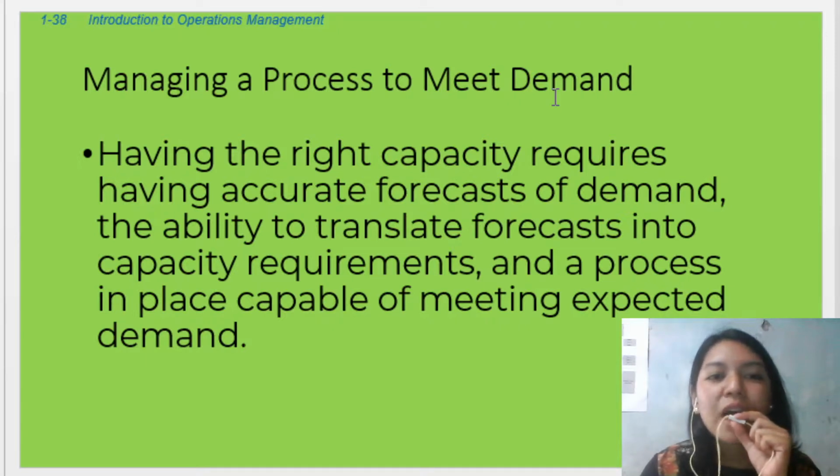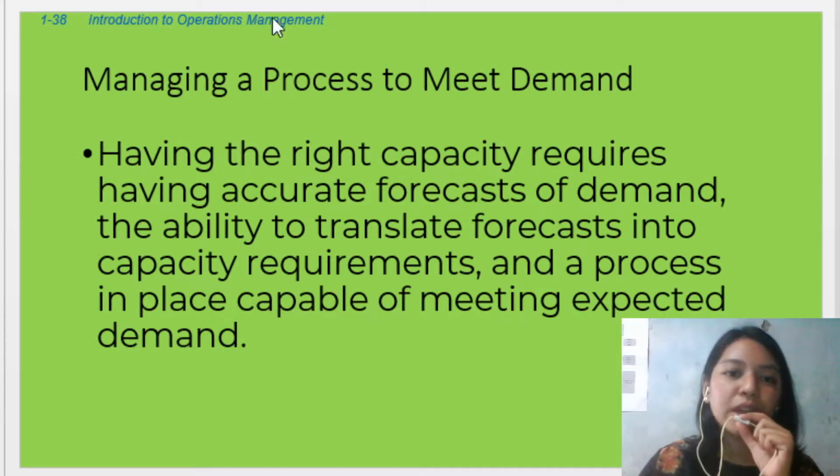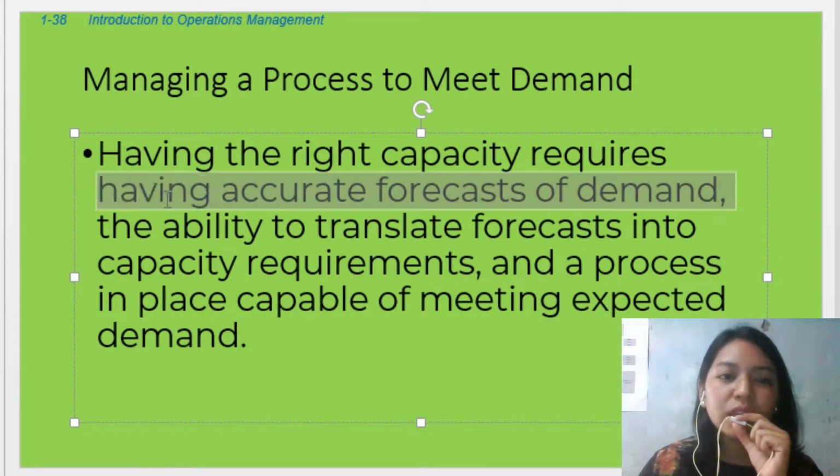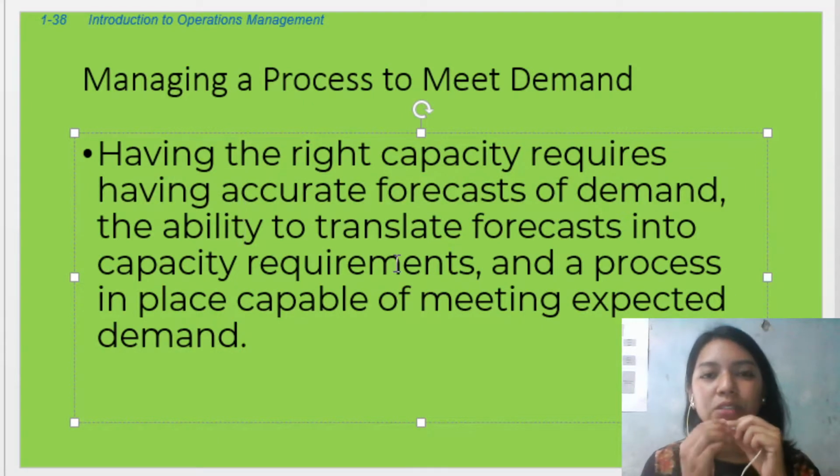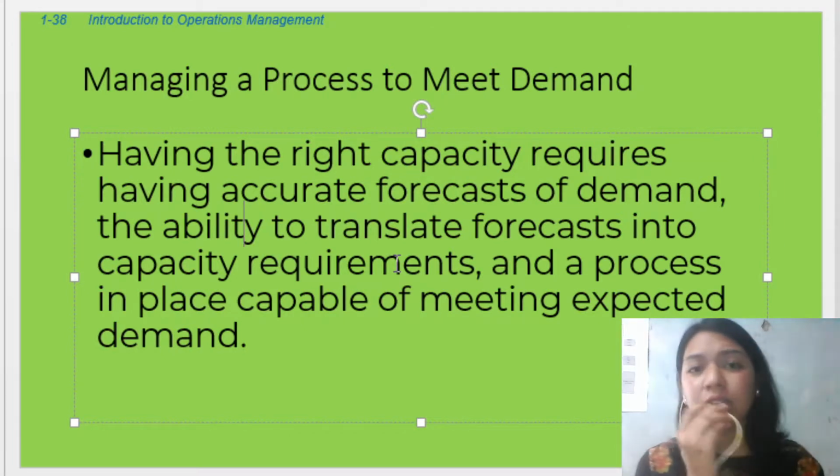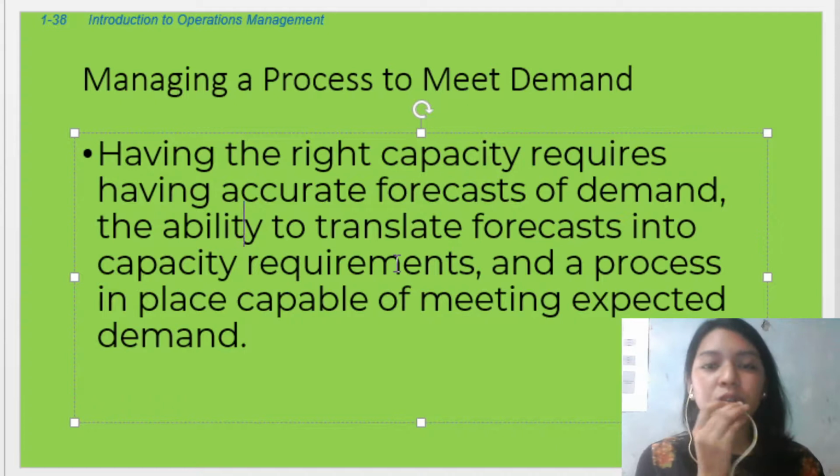You need to have accurate forecasts of demand, and the ability to translate those forecasts into capacity requirements. So, that's the job of the marketing, to accurately forecast the demand. Kapag na-forecast na nila yung demand na yun, the job of the operations is to transform that forecast into capacity requirements na matatransform yung inputs into outputs, and that will meet the demand of the customers.